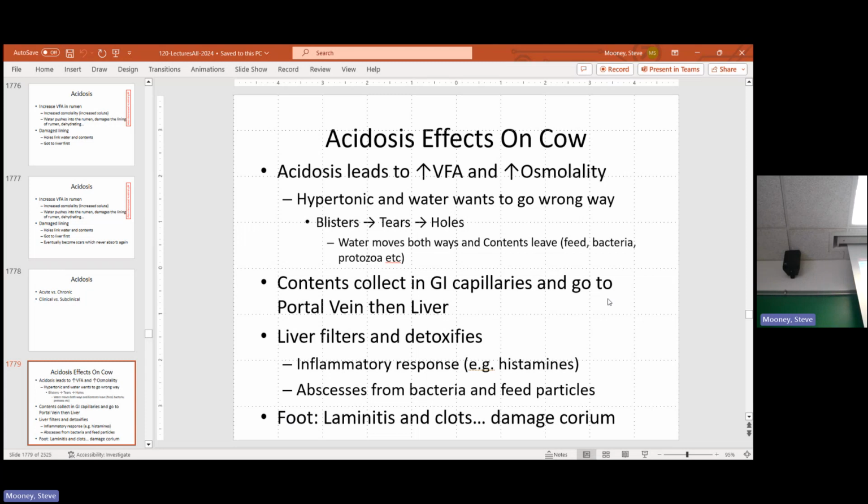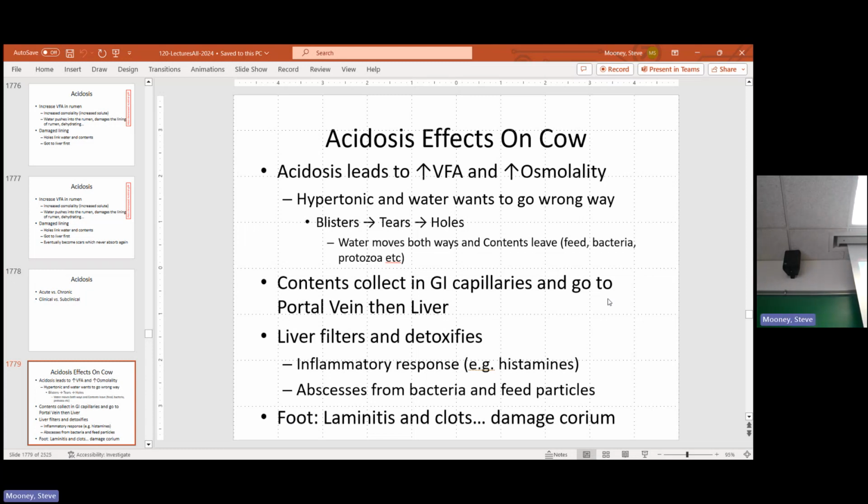So there's a massive release of histamines. Anybody here take antihistamines for allergies or things like that? You're trying to keep the swelling down in your nose so you don't sneeze. So we're trying to counteract the inflammatory response. The inflammatory response is meant to draw white blood cells to a particular area to help fight off an infection.